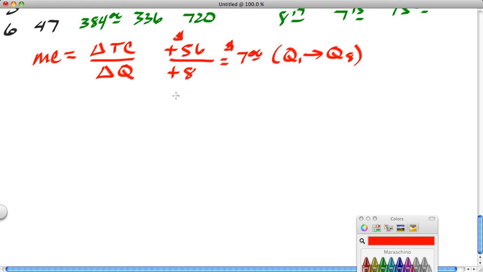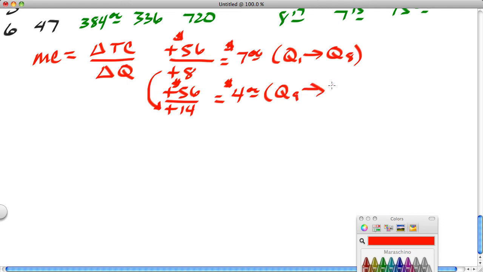When we add a second worker, the second worker adds 56 to our cost, but look at this, adds 14 to our output rate. So that second worker adds considerably more to our output than the first worker, and look what happens to our marginal cost. Our marginal cost actually drops to $4 for each of the units produced by that second worker, which would be units what? 9 through 22.